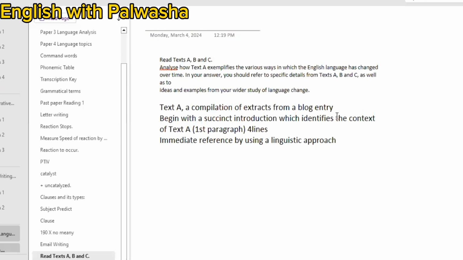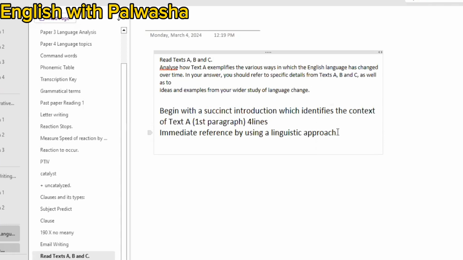Okay, so this way we are going to start it. But I'm just removing this because I'm going to first explain in detail how we need to go in every paragraph, then we will start writing this. Okay, immediate reference by using a linguistic approach. So here you are required to give a linguistic approach, but this paragraph should not exceed 4 to 5 lines.